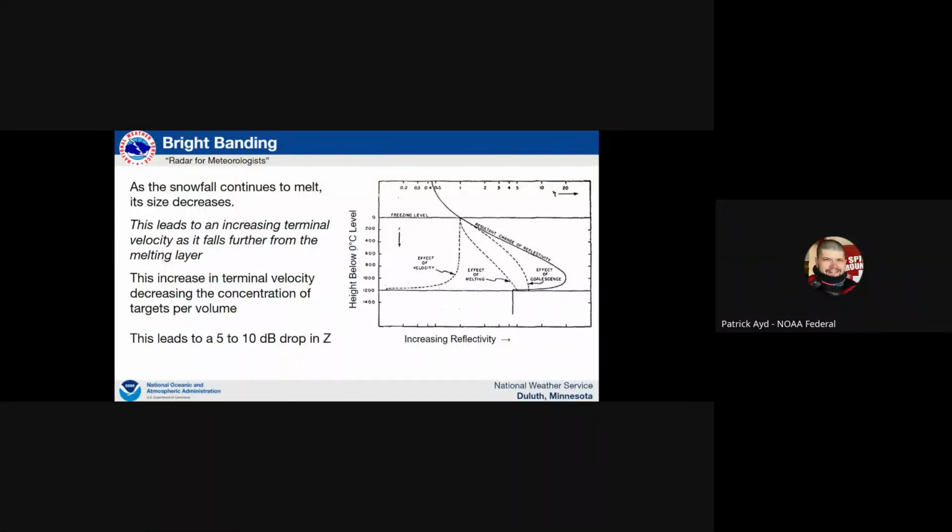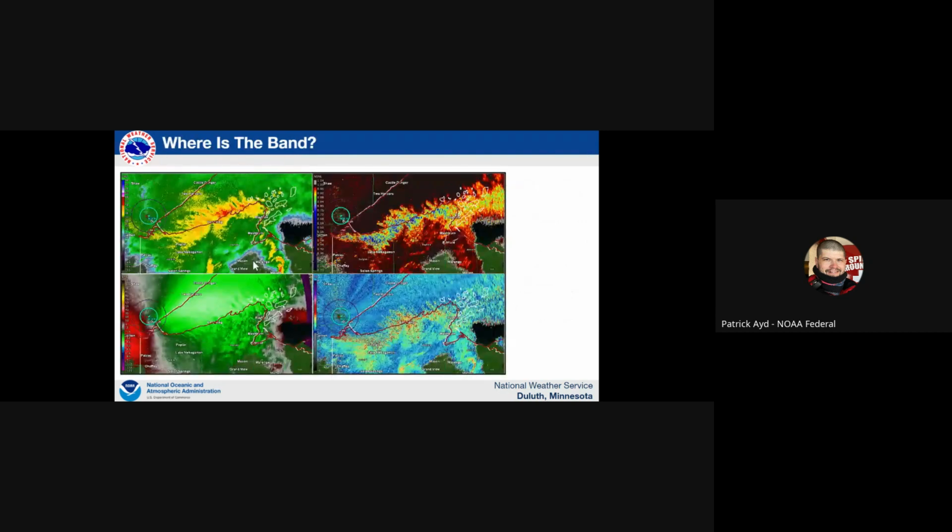So as you're entering the melting layer, it's all about the dielectric constant, how shiny that hydrometeor is. And when you're exiting the bright band, that reflectivity drop is all because it's starting to move a lot faster, as it's become a liquid. Where's the bright band? Well, I think we can all see it here.